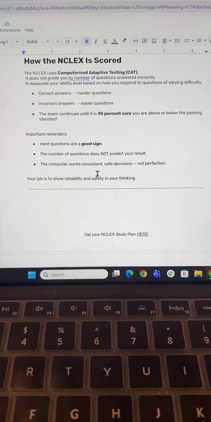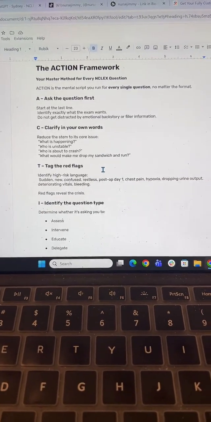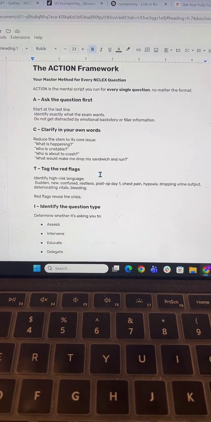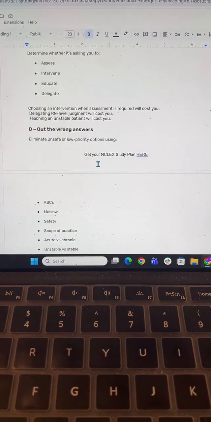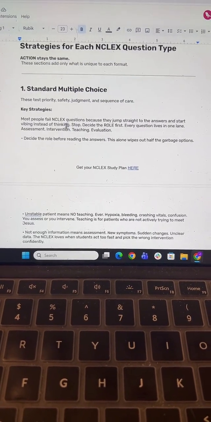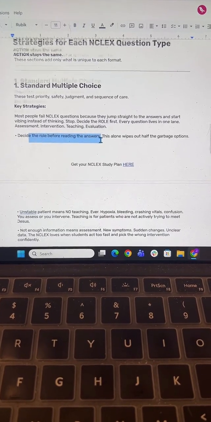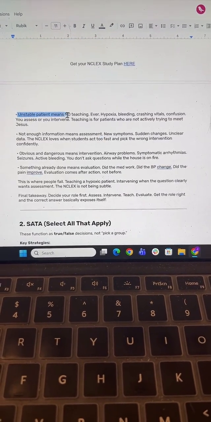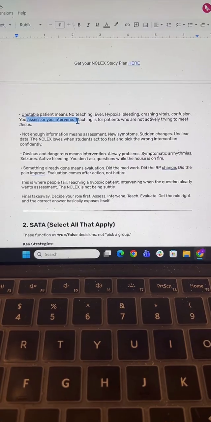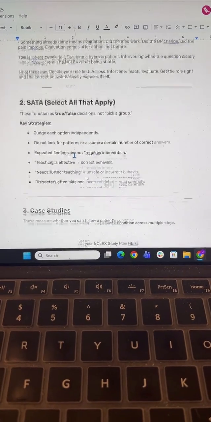The NCLEX section talks about the strategy that I created to help you answer any single question on the NCLEX, the action framework. It can be applied to every single question. We talked about knowing your role with these standard multiple choice questions. You have to decide the role before reading the answers. If you have an unstable patient, that means no teaching ever. You either assess or intervene. You remember that from the live? All of that stuff is there.